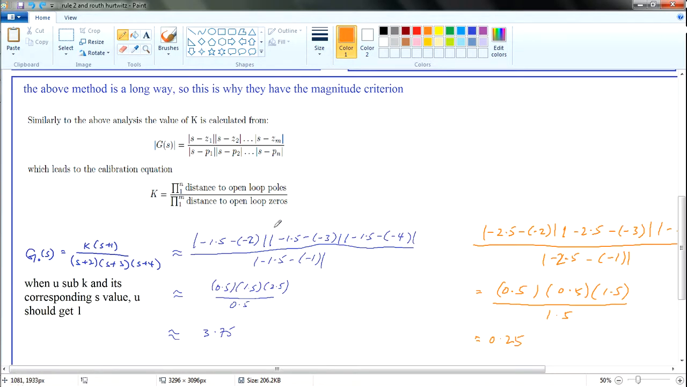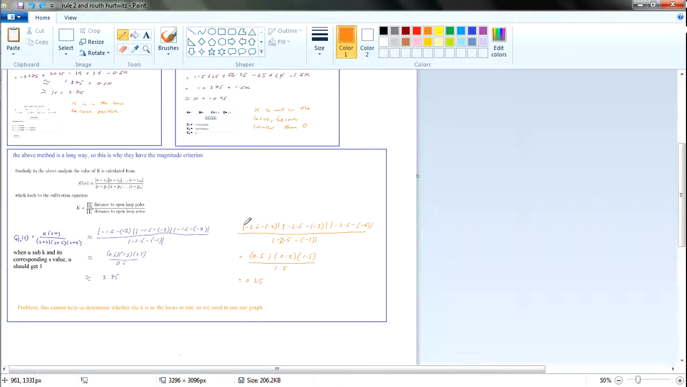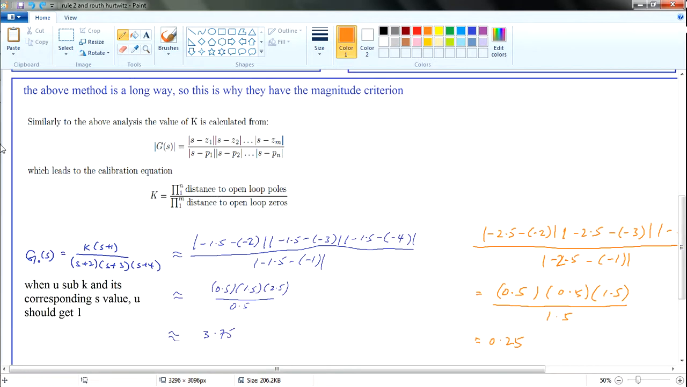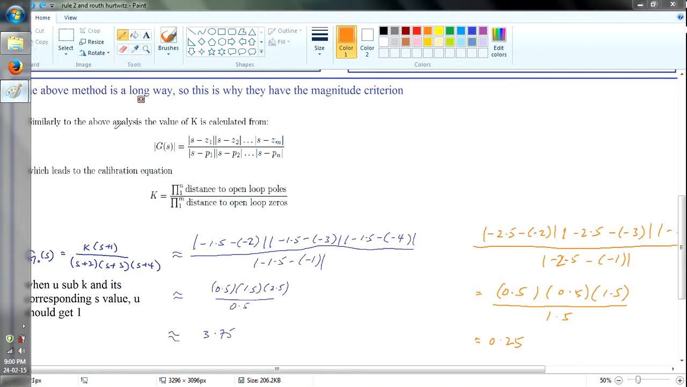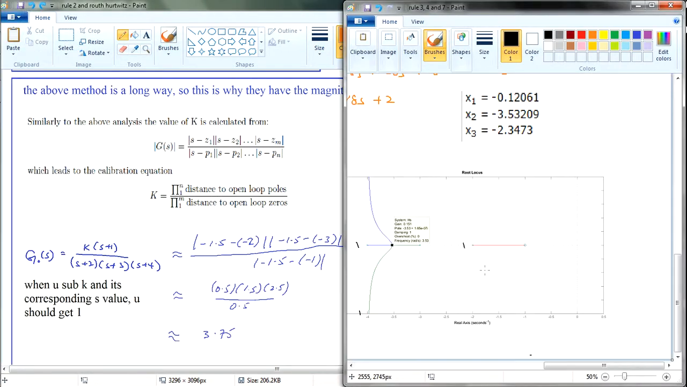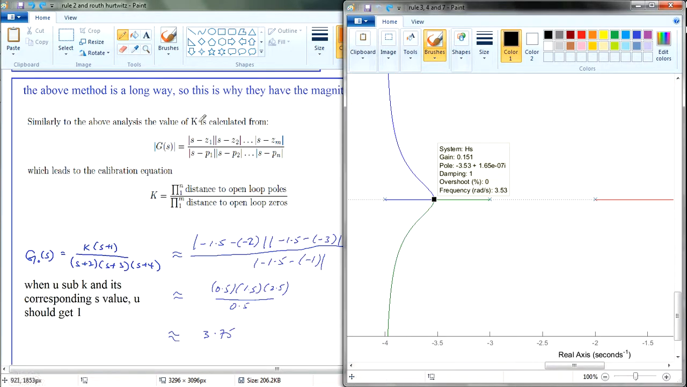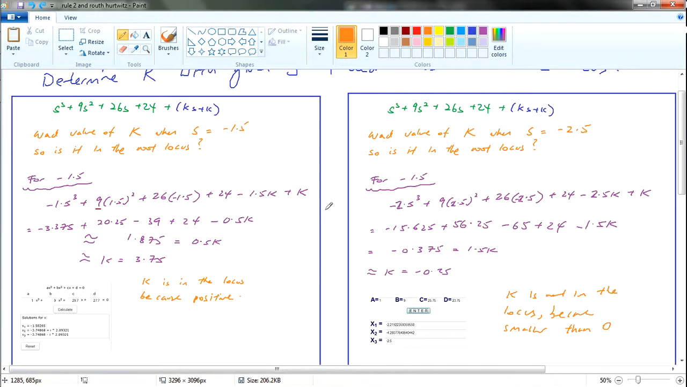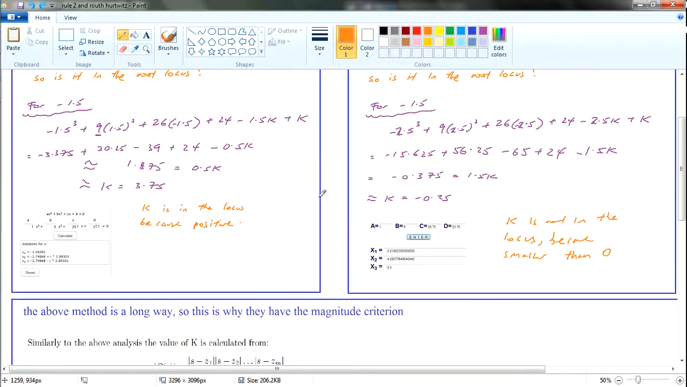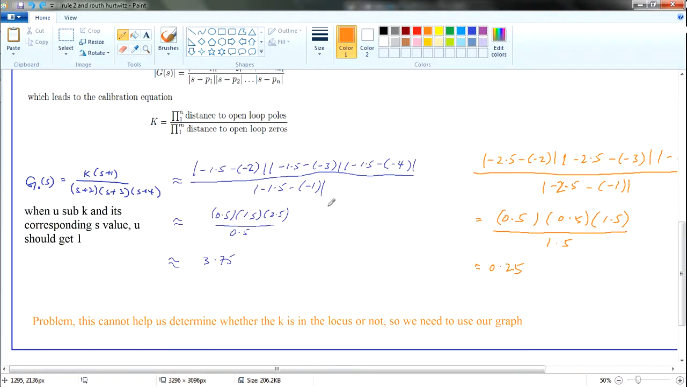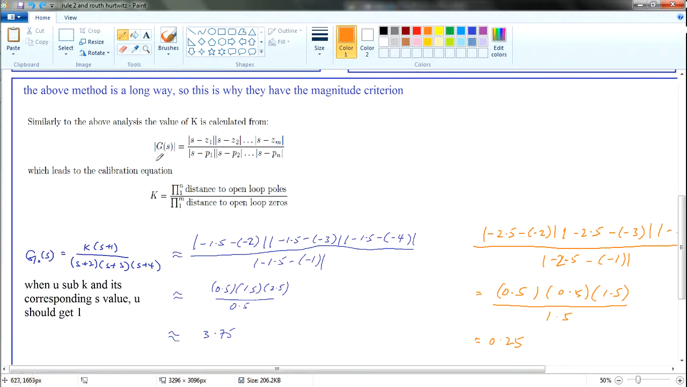So the shortcoming of this method is that you have to use the root locus to see whether your point is in the root locus or not. Otherwise, you're dead. So this is why there are two methods. I'll leave you to think about it. And then I'll just introduce you to the rule.